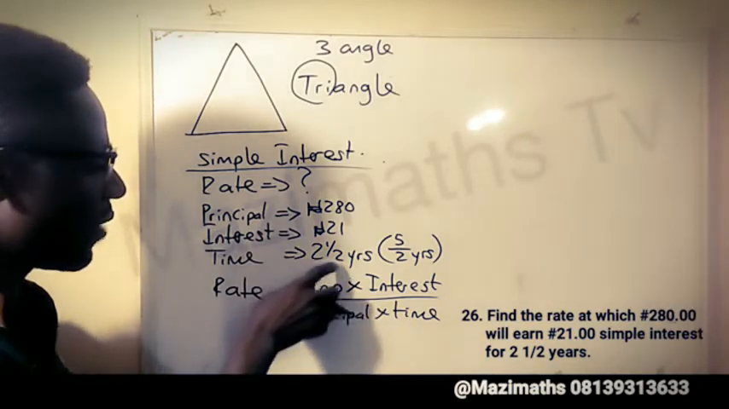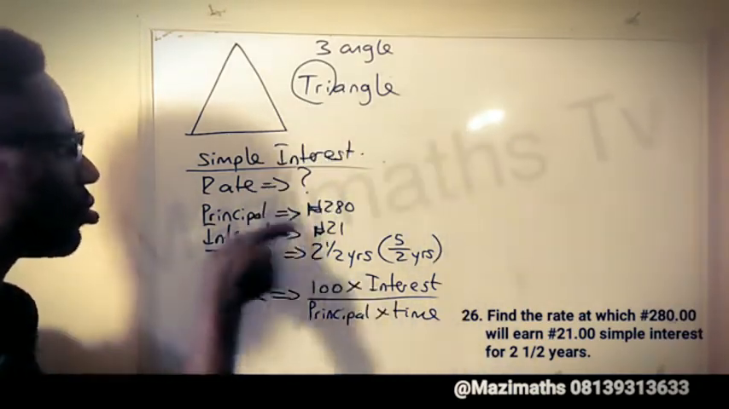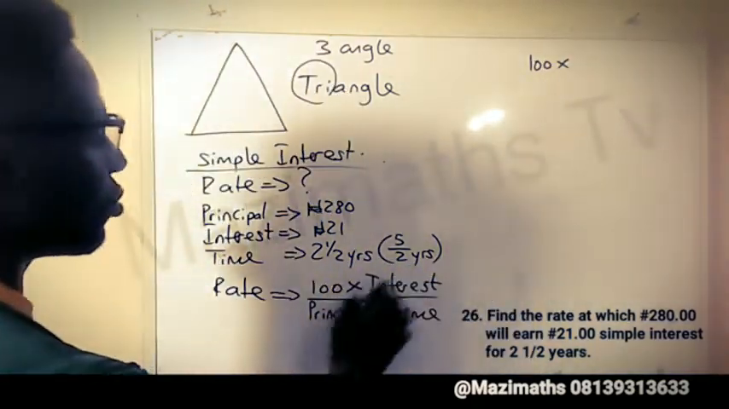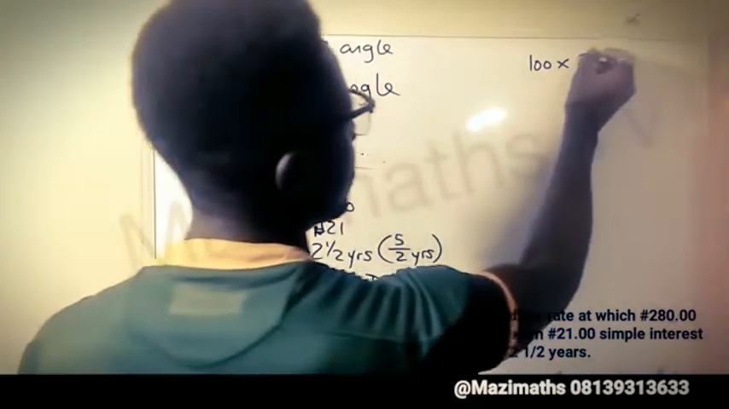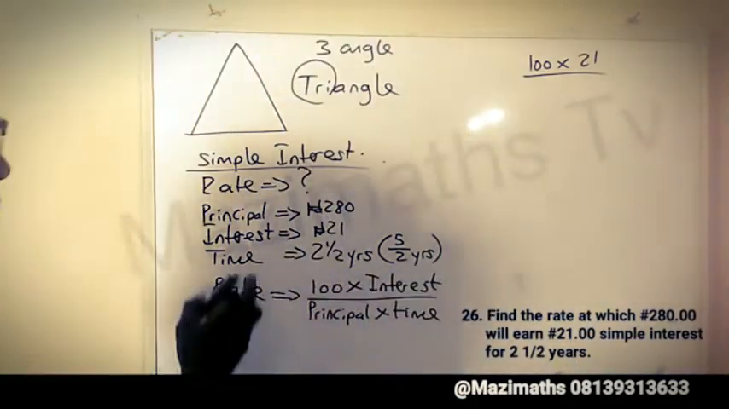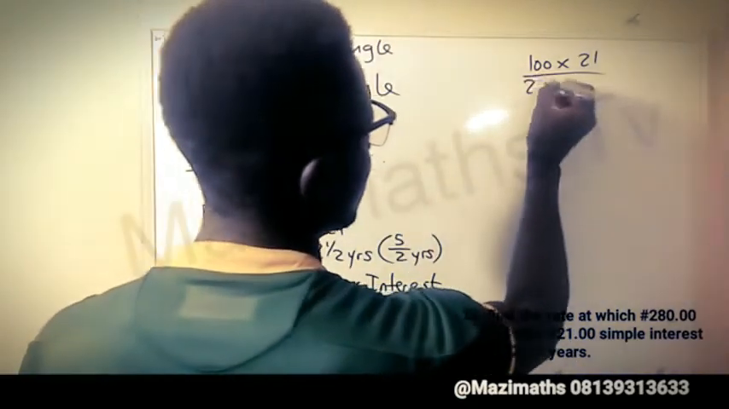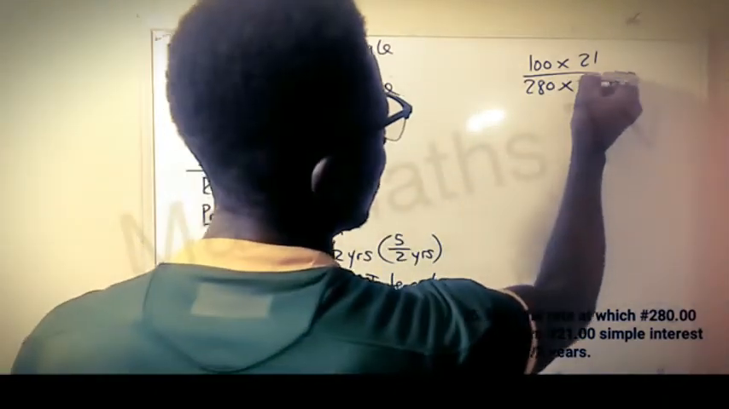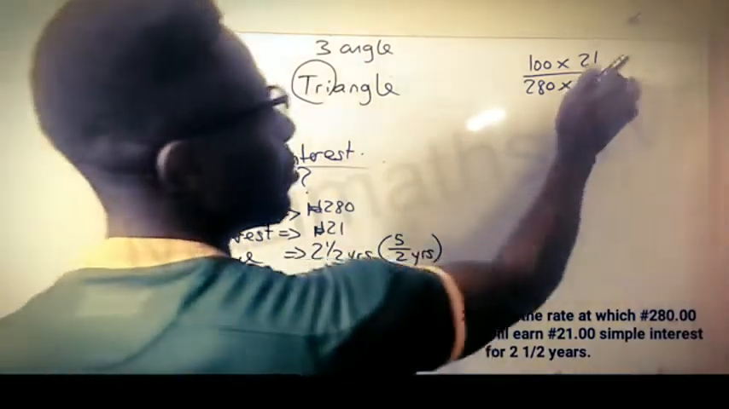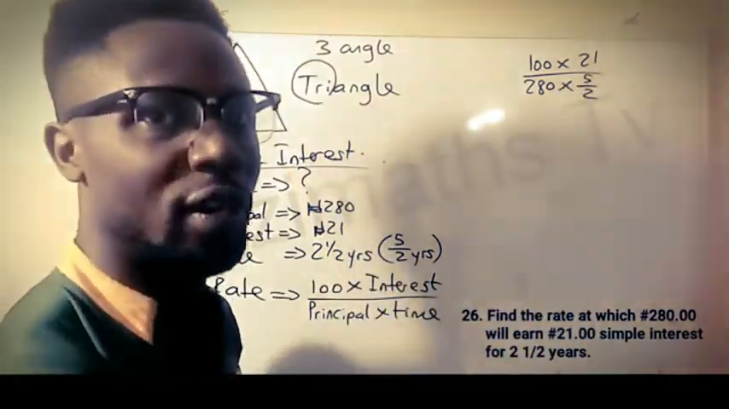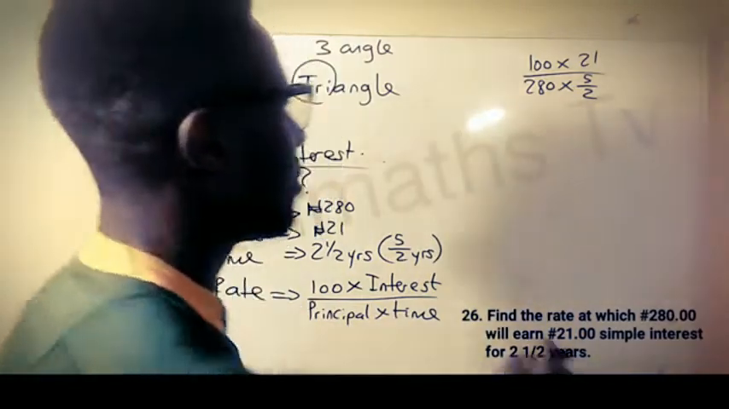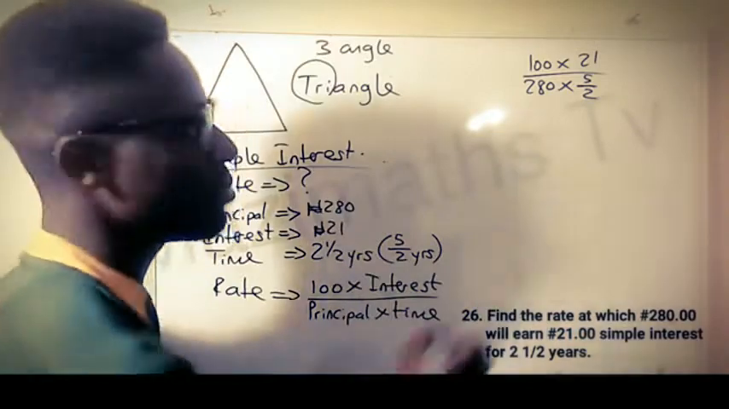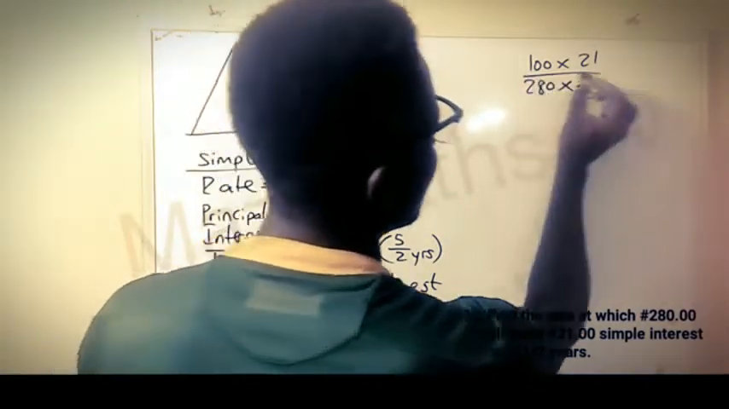So now, having given you this formula, let's apply it to solve this question. Now you have 100 times interest. What's the interest? The interest is 21, over principal. Principal is 280. Then times what? 5/2. So this particular fraction here will give you trouble unless you expand it. It simply means you want to divide this number up by this one. So this one here also means a division. Are you getting it? This stands for division, this stands for division.